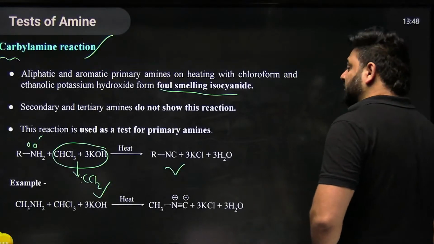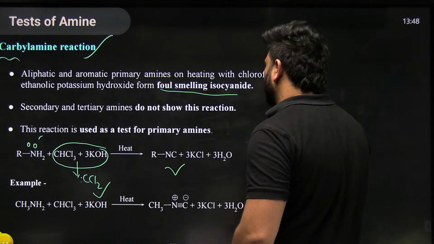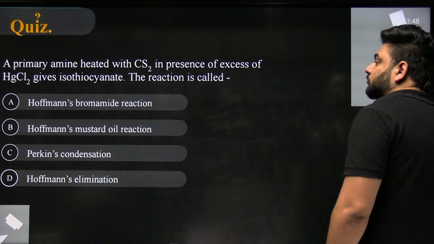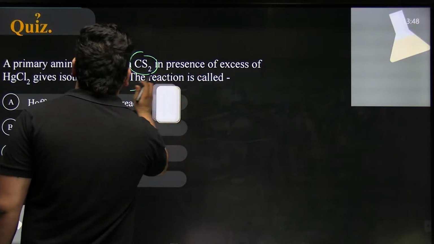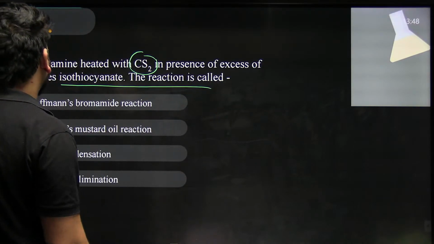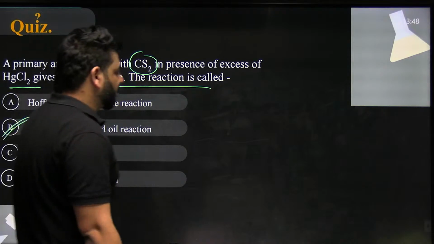But who doesn't give this reaction? Secondary doesn't give this reaction. Secondary also gives the carbylamine reaction, right? No. Secondary doesn't give this reaction. Only primary gives this reaction. A primary amine heated with CS2 in presence of excess of HgCl2 gives isothiocyanate. The reaction is called what? Mustard oil reaction, Hoffmann mustard oil reaction.